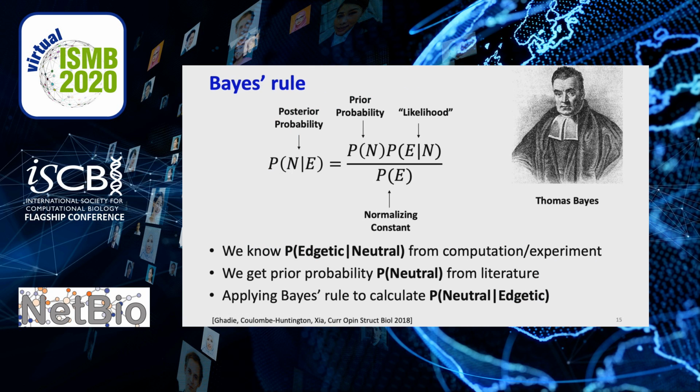Well, it turns out that we can use the Bayes rule to invert the two sides of the conditional probability. We already have the likelihood term, P of E given N, from the pie charts in the previous slide. We need the P of N term, which is the prior probability for a mutation to be neutral, but we can get that from the literature. There's also the P of E term in the denominator, but it is just a normalizing constant which we can easily get rid of. So we have all we need to calculate P of N given E.